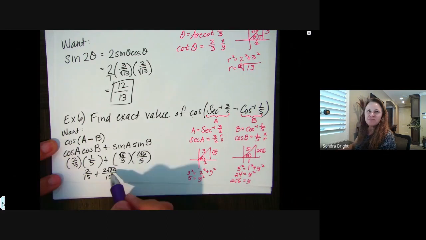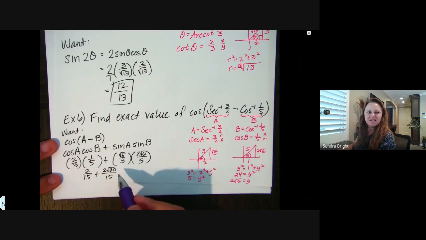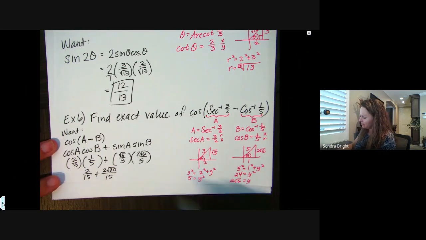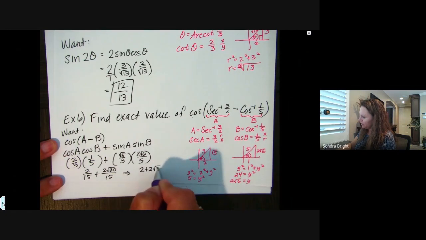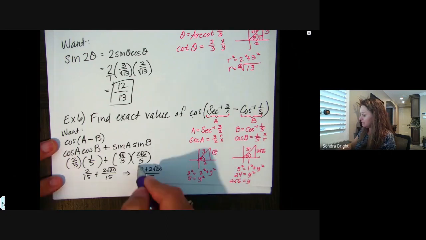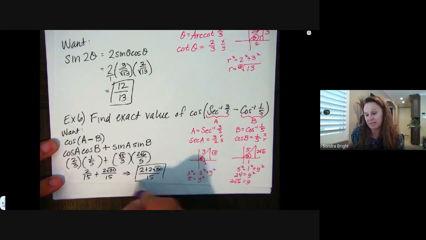30 is 5 times 6, and 6 is just 2 times 3, so there's not a perfect square in 30. And then your final answer would be 2 plus 2 rad 30 over 15. The 2's don't go into 15, so there's no canceling or simplifying that can happen there.